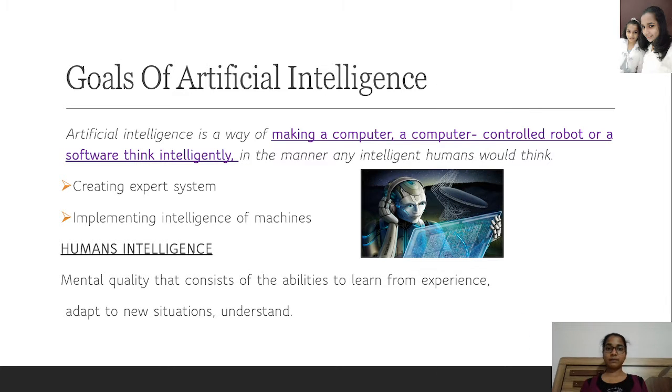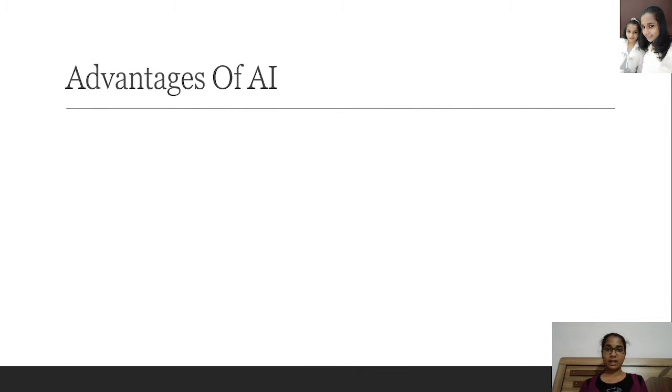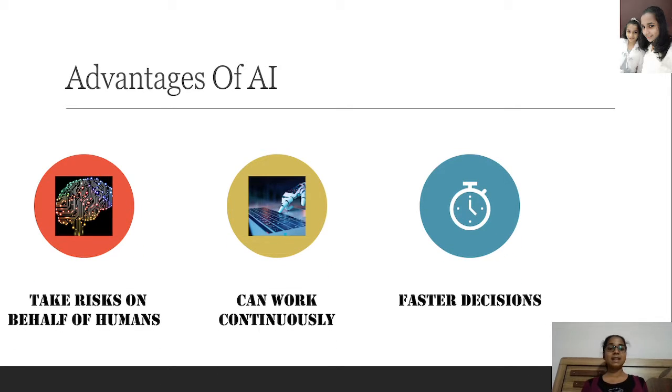So the next term we have is advantages of AI. So first is take risk on behalf of humans. That is where the humans have limitations where they can't go. Here robots can work. First is like a spy, like a drone. It can even explore ocean floors, etc. Next is can work continuously. Humans get tired, also bored, but robots never get tired and they never get bored. So it's easy. Next is faster decisions. They can give an accurate, perfect answer even faster than humans.